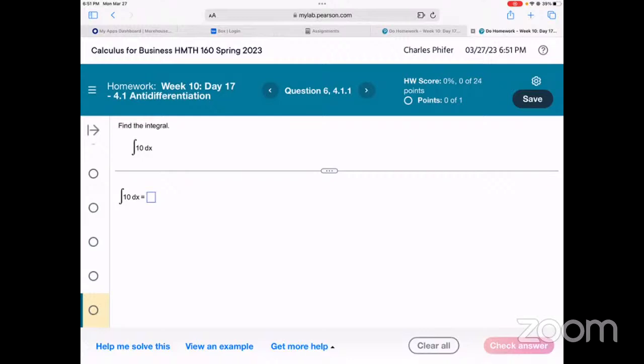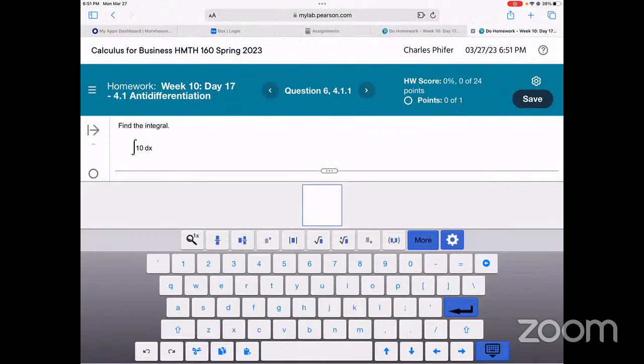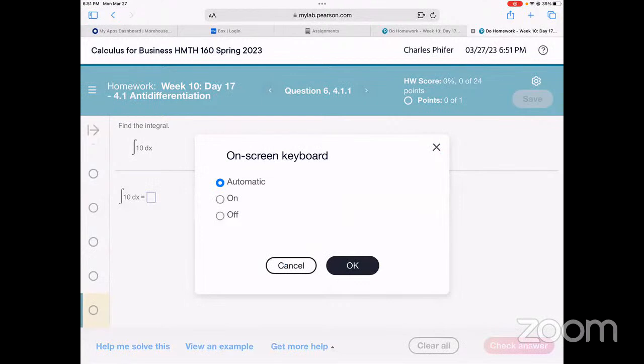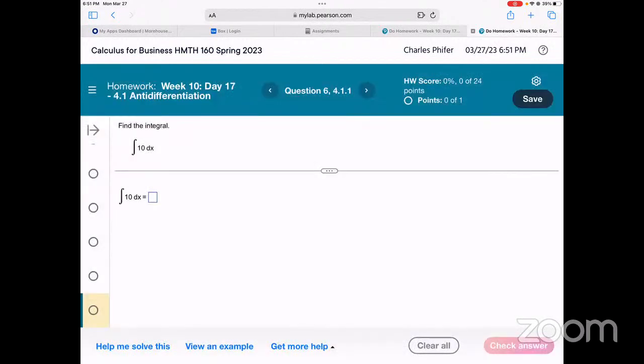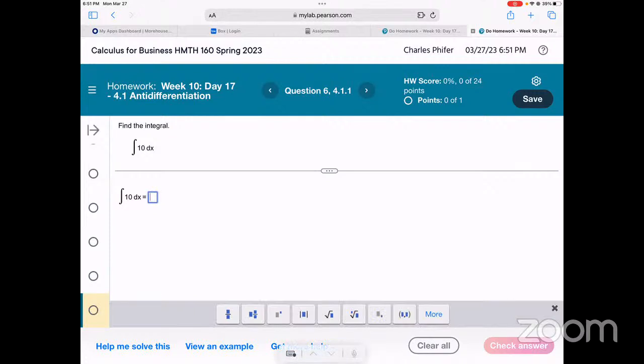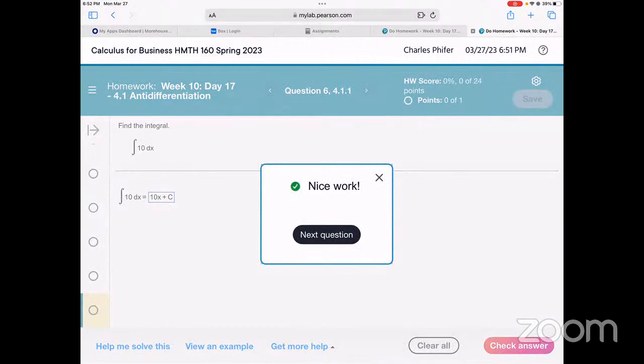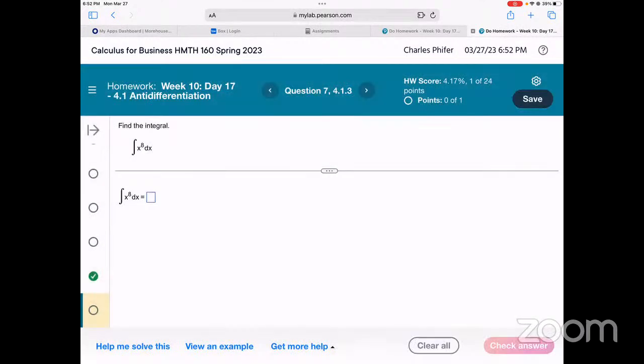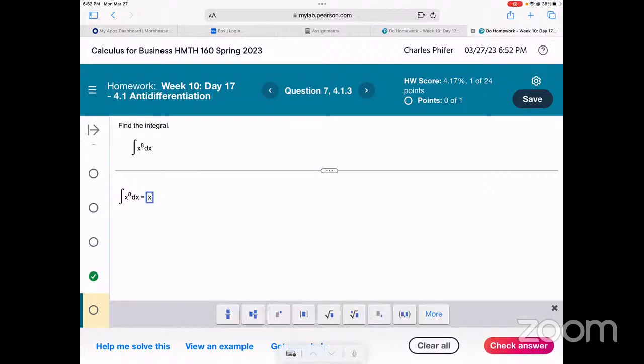So find the integral, right? We got a constant. So the integral of a constant is just going to be that constant times x. It should just be 10x plus C, a capital C. Awesome sauce. Next question. Okay, right, power rule. So we add 1 to the power and divide by the new power. So x to the power of 9 divided by 9 plus the constant.